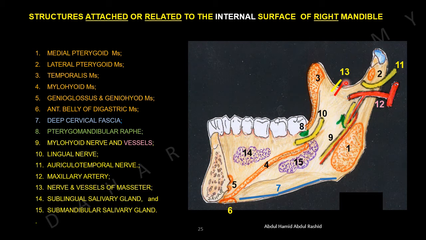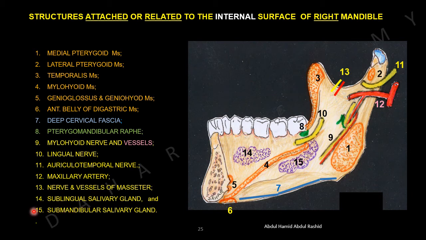And number 14 is the sublingual salivary glands, which are above the anterior part of the mylohyoid muscle, located in the sublingual fossa. They are called sublingual because these glands are below the tongue, so they are the sublingual salivary glands, above the anterior part of the mylohyoid muscle.